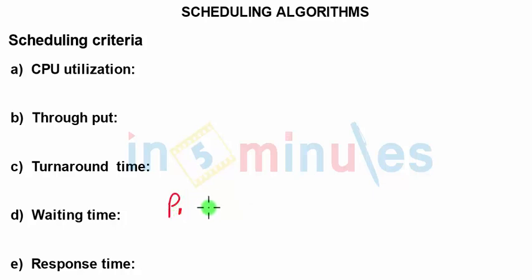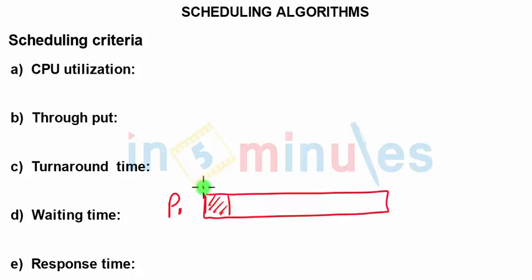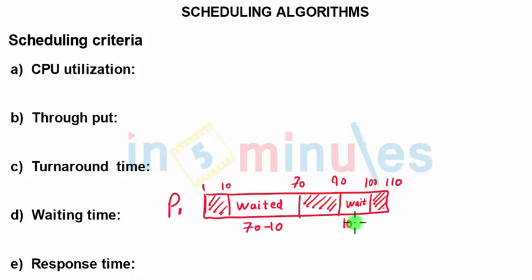Consider an example. Process P1 suppose started at 1, continued till 10, then was waiting. Then again it started at, let's say, 70 and got a chance to execute till 90. Further it was waiting, and again it started at 100 and completed at 110. So the wait time is 70 minus 10 here, and 100 minus 90 here. Totaling them together, 60 plus 10, 70. So the total waiting period is 70. As I have said, it is the time for which a process is not executing and is waiting to get executed.